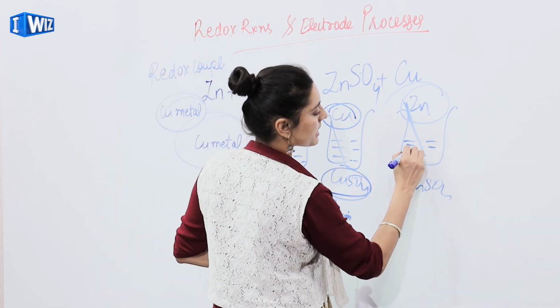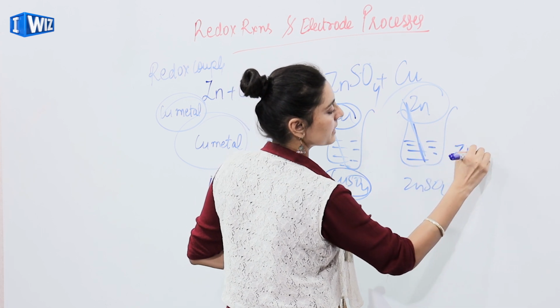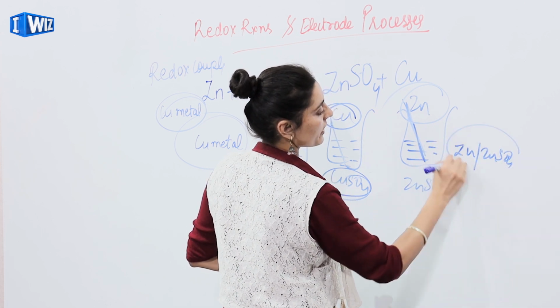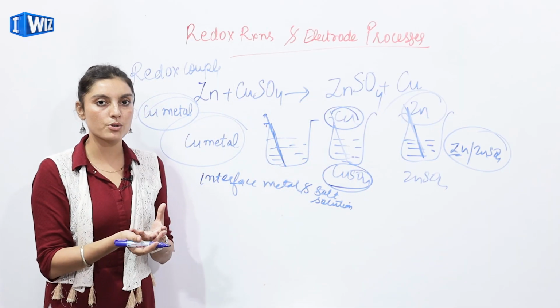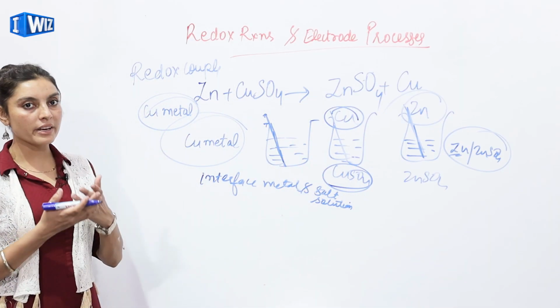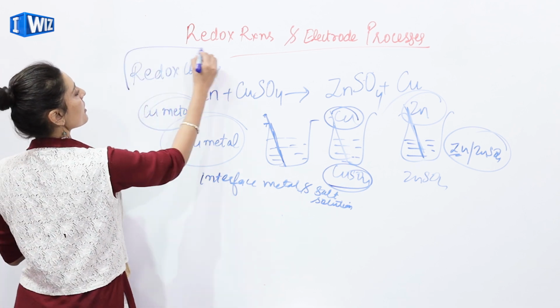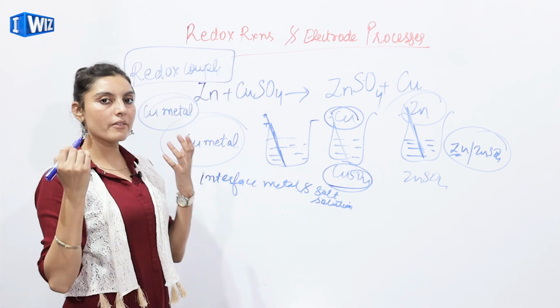Here it is, the zinc sulfate, clear, and zinc. So the reaction which is occurring at the interface of zinc and zinc sulfate, which is a salt solution, will lead to the formation of a kind of couple which we call the redox couple. Now what do we mean by redox couple?